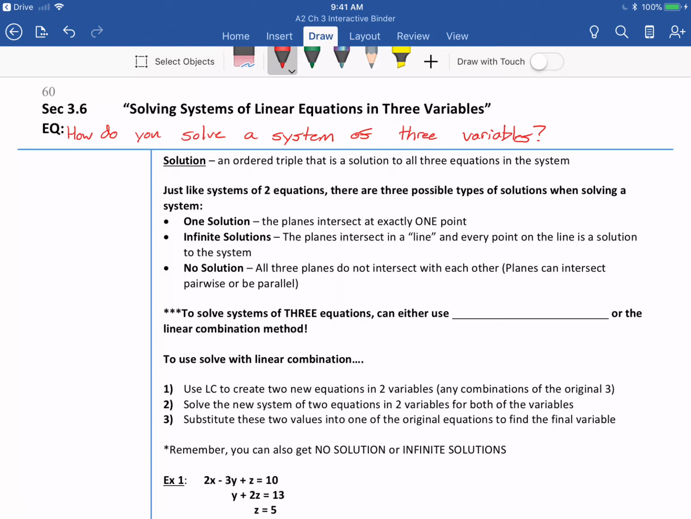All right, so 3.6, I'm going to be honest with you, is kind of a tough section. It's solving systems of linear equations in 3 variables. So we've looked at solving in 2 variables where we did elimination or substitution to find out where did these lines actually cross? Now we're looking at equations with 3 variables, so we're going to find a solution as an ordered triple today. That's an x, a y, and a z.